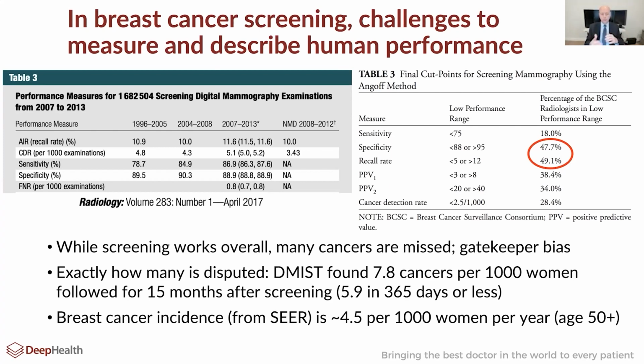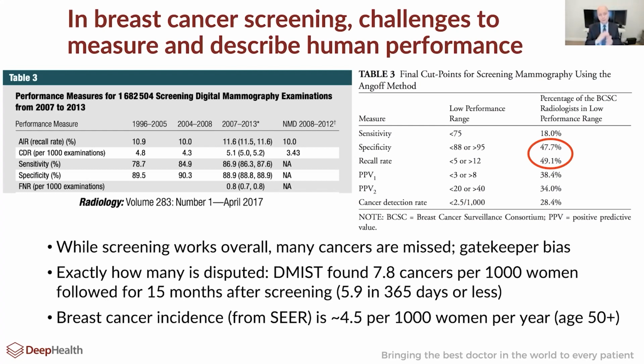And of course, when we look at baseline incidence rates, it can be hard to match this up. You'll see that the cancer detection rate here in 2007 to 2013 was listed at 5 per thousand. Most of us think that the rate is between 6 and 7 per thousand women. And so that would imply a sensitivity lower than 87%, probably somewhere in the mid 80s. It's hard to know exactly in screening mammograms what the cancer detection rate should be.